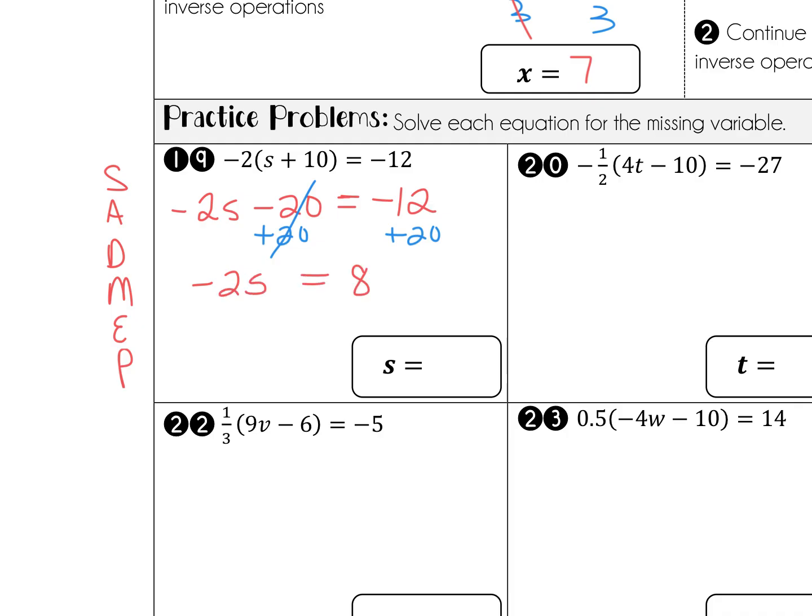Now we have an updated equation, negative 2s equals 8, and we'll go ahead and undo that multiplication, dividing by our coefficient. On the left side, we've isolated our variable, and on the right side, the quotient of 8 and negative 2 is negative 4.